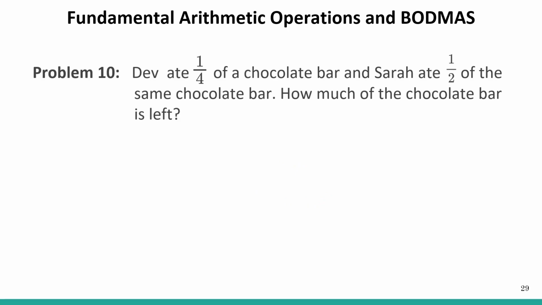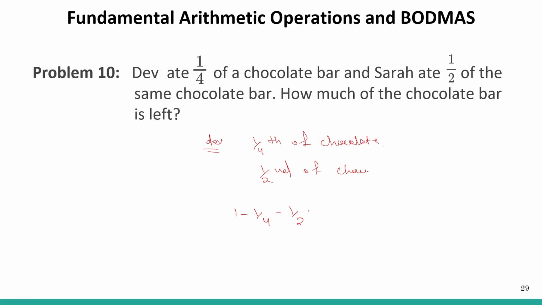So let's see problem number 10. It tells us that Dev ate 1 by 4th of a chocolate bar, and Sarah ate 1 by 2 of the chocolate. So how much of the chocolate bar is left? So 1 minus 1 by 4 minus 1 by 2. First Dev ate 1 by 4th of the chocolate, so 1 minus 1 by 4. Then Sarah ate 1 by 2nd of whatever was remaining from the chocolate bar.